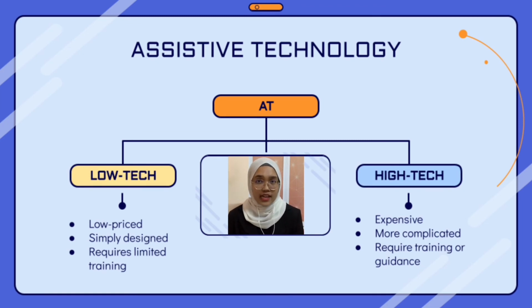What's the difference, you may ask? Well, low-tech is low-price equipment, and so it costs significantly less than high-tech equipment. It is also simply designed and requires limited training in order for people with disabilities to use it. Meanwhile, high-tech devices are more complicated, and so they cost more, which means that the equipment is usually very expensive. They also require training or guidance for the user. So, curious to see the examples of low-tech versus high-tech assistive technology? Worry not. Let's go to the next slide.